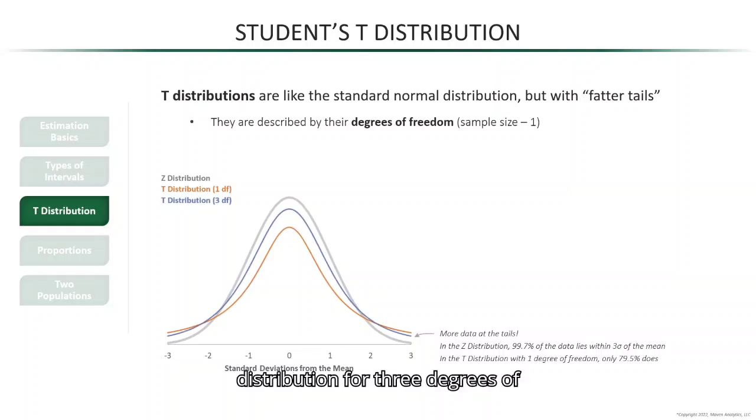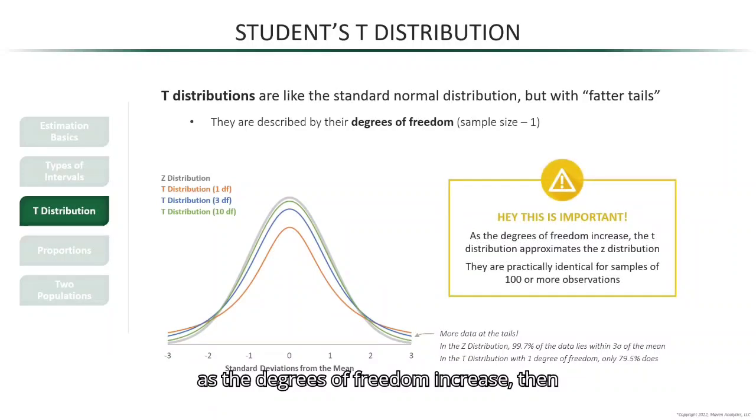This is the t-distribution for 3 degrees of freedom, and this is the t-distribution for 10 degrees of freedom. So as the degrees of freedom increase, then the t-distribution approximates the z-distribution, making them practically identical for samples of 100 or more observations.